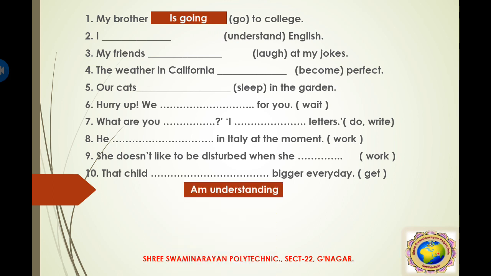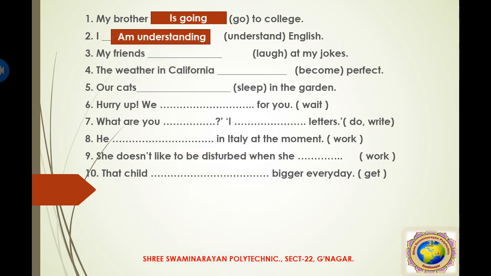Now second is the I. So here we add am. Helping verb is am and understanding. So here: I am understanding English. Clear? Because I is the first person singular, we have the helping verb am, and understand with the ing form. So you just remember this thing.